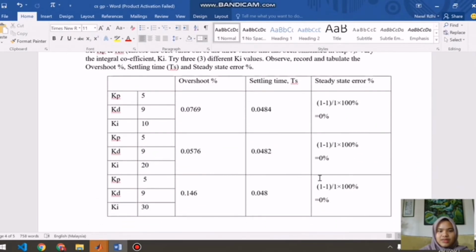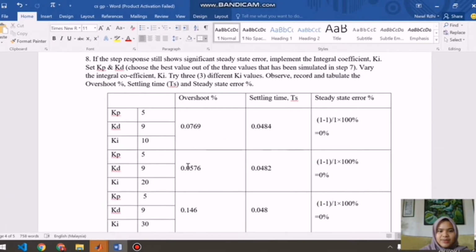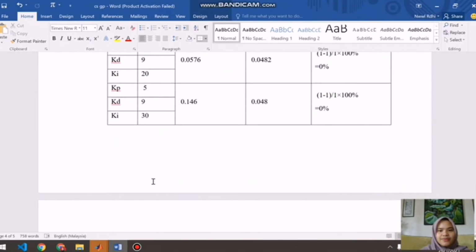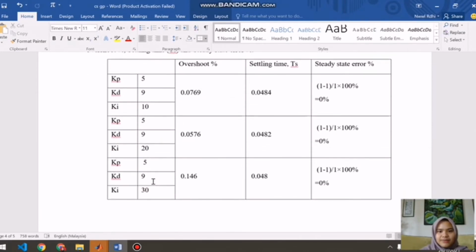So for this question, I choose the best value for Kd is 9, and I vary the value of Ki using 10, 20, and 30. So the best overshoot that I have for this question is 0.0576, and the settling time is 0.0482, and the steady state error is also 0%.